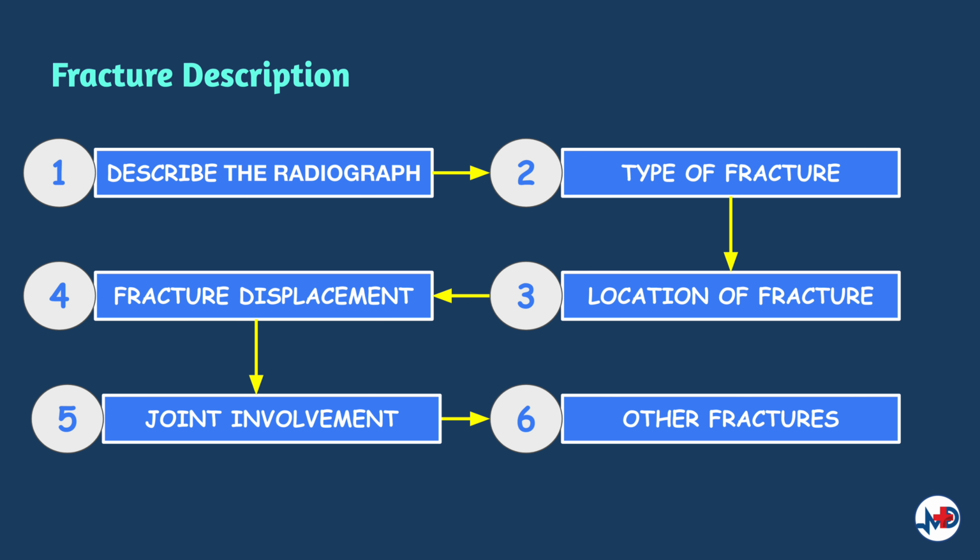Let's begin. First, you'd want to describe the radiograph. So, what sort of radiograph or radiographs are you looking at? Look at the patient's details, the information that's given, the view of the X-ray, and whether there is any rotation present. Next, what type of fracture are you seeing? When describing a fracture, the first thing to mention is the type of fracture it is.